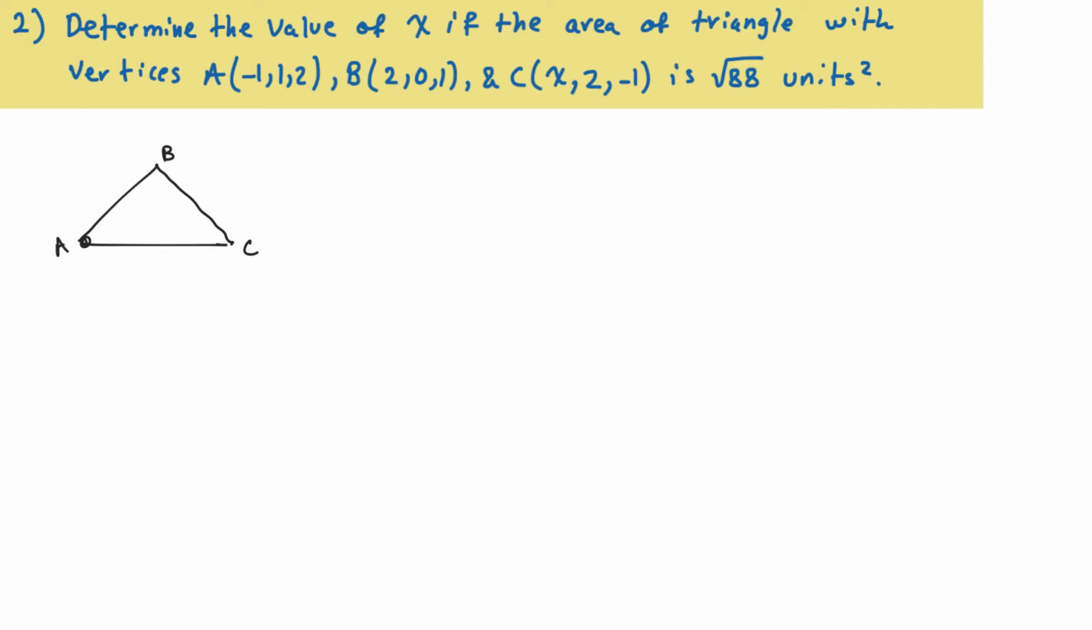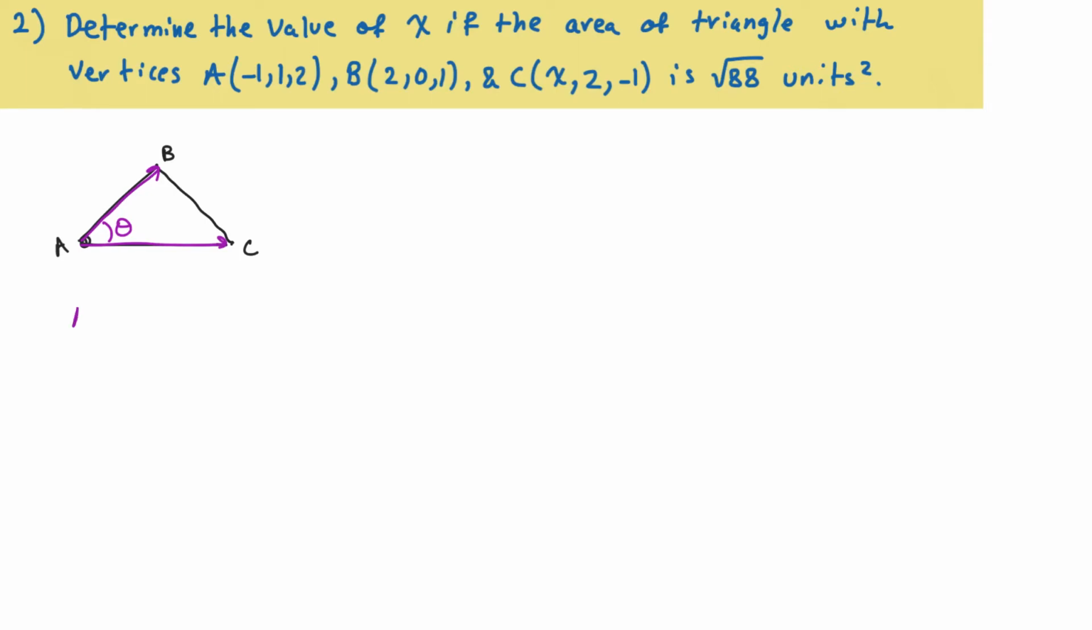I would avoid using vectors CA and CB because C has the x value, which is the unknown value. If you find your vectors based on C, then you will have the unknown value in both of your vectors, and then when you do the cross product, it's going to become a little bit of a mess. So let's do AC and AB. I like those two.